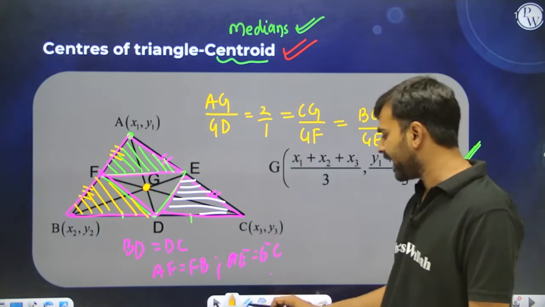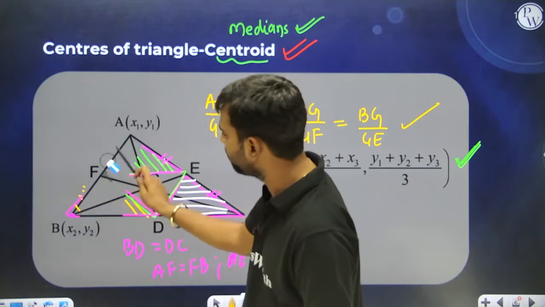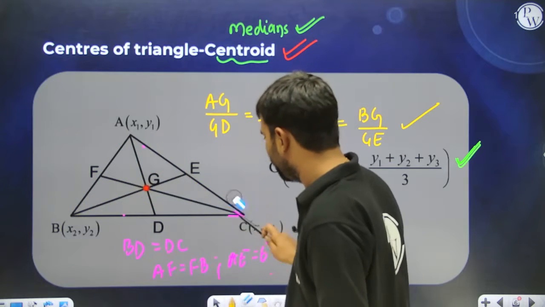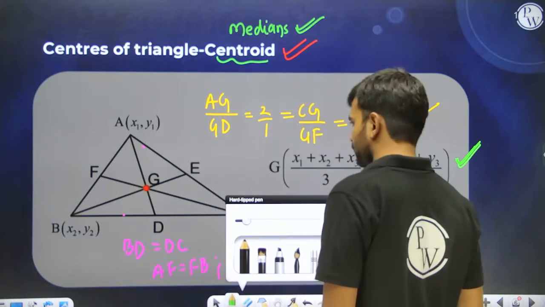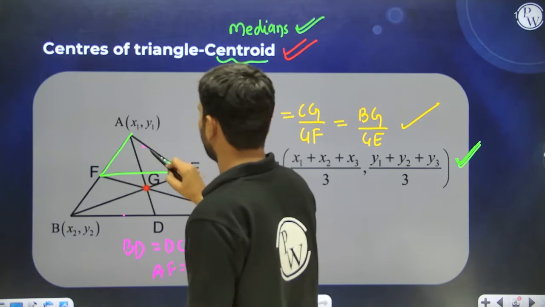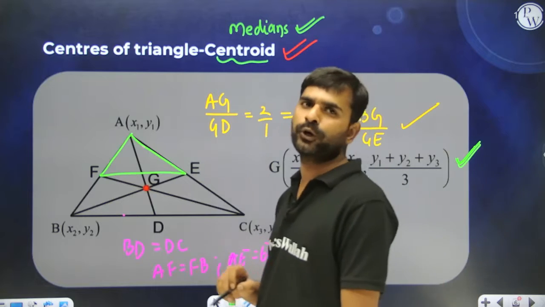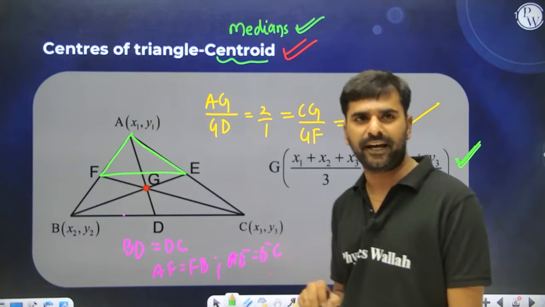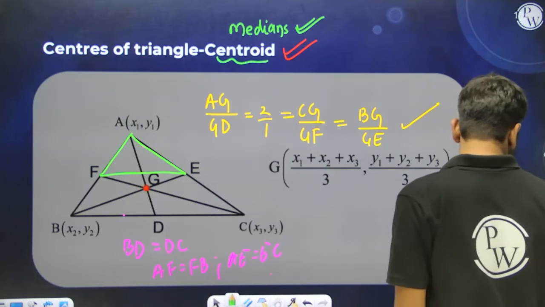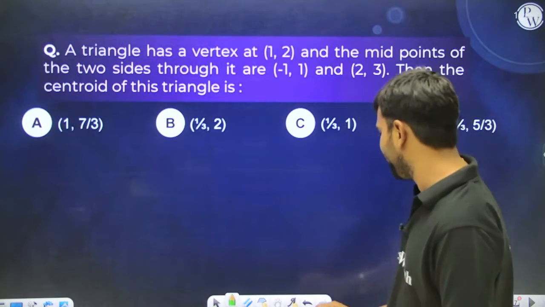Now, if we know the area of the triangle ABC, then the area of the triangle AFE is going to be 1/4 of that. The area of the triangle AFE is going to be 1/4 of the area of the triangle ABC. So these are a few of the points which are very relevant for you guys.